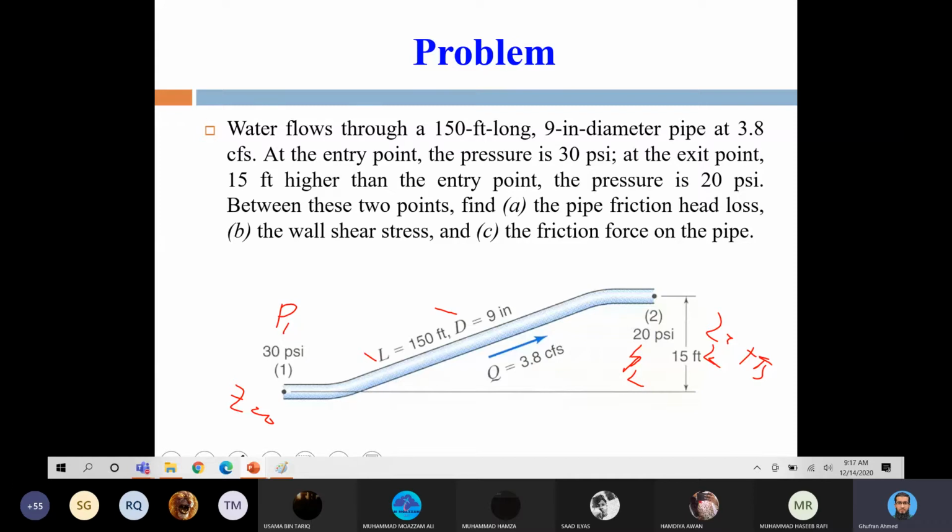The difference in elevation between these 2 points. Find the pipe friction head loss, the wall shear stress tau naught, and the frictional force on the pipe, F. Pipe friction head loss, HF. So how can we proceed? How can we do it?